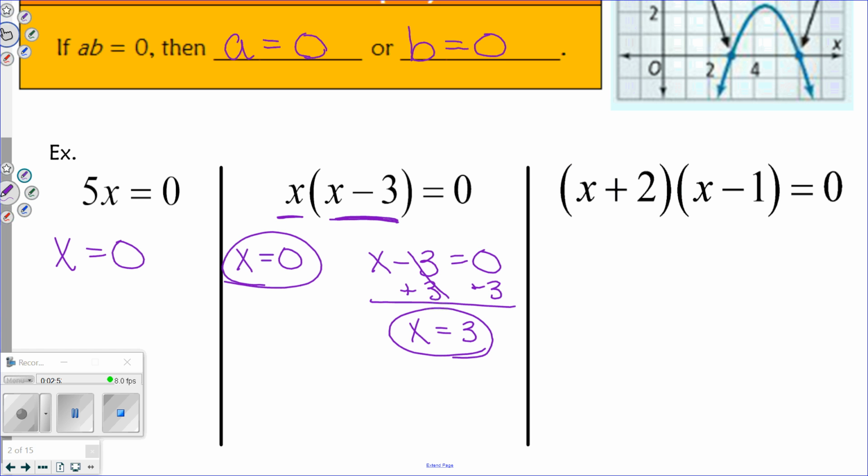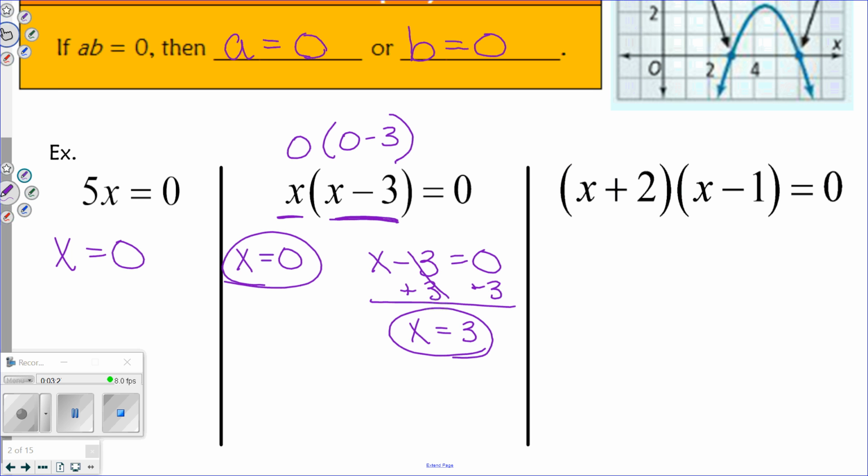Now I want to make sure you're understanding what's happening with this. If I plug a 3 back in, wherever I see x, does that work? 3 minus 3 is 0, and then 0 times 3 is 0. So it works. What if I plug in a 0? 0 times 0 minus 3. 0 minus 3 is negative 3, times 0 equals 0. Still works. So we found there are 2 answers in that one. Either one works, and we still get 0 in the end.